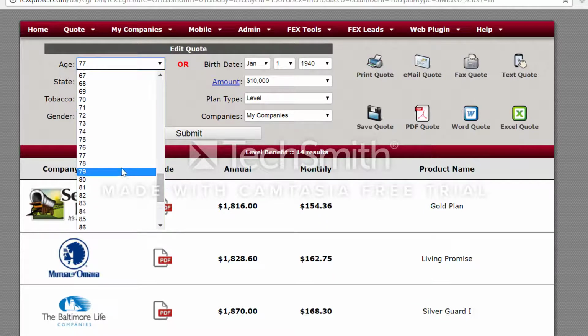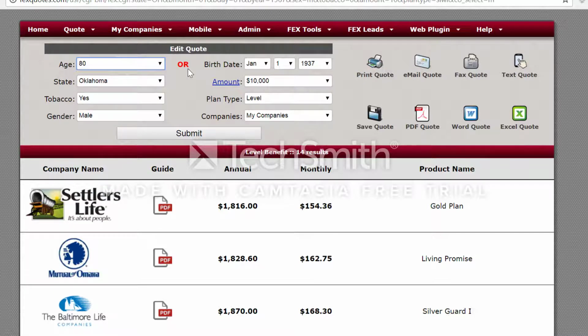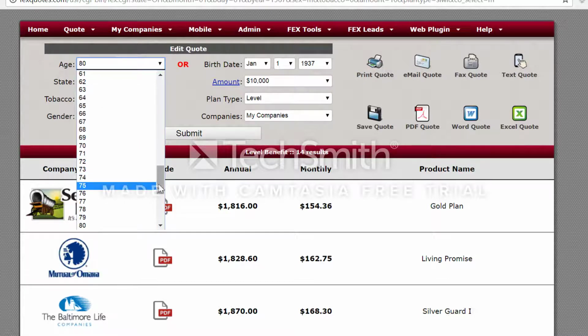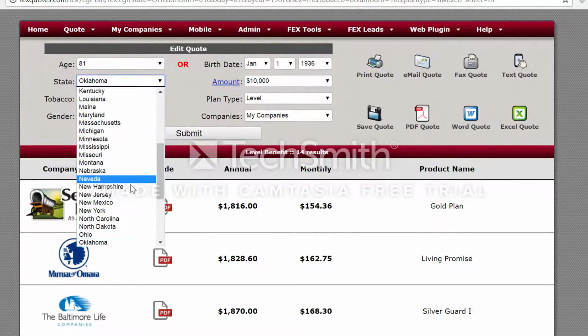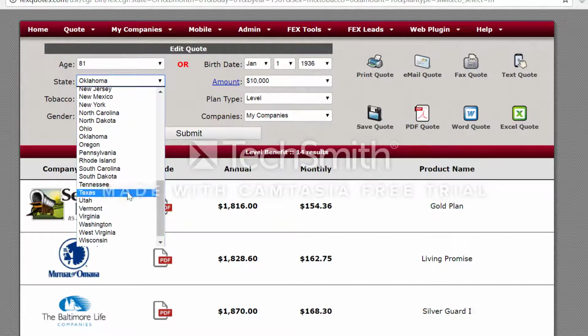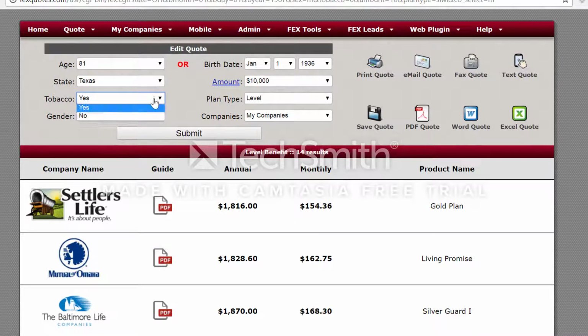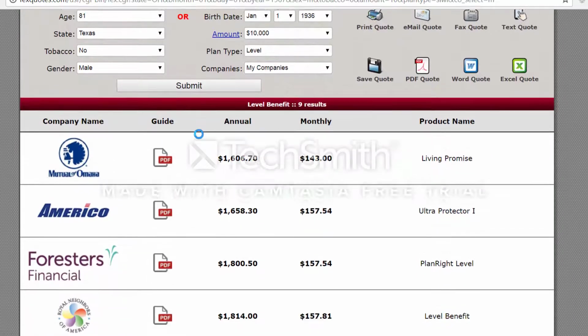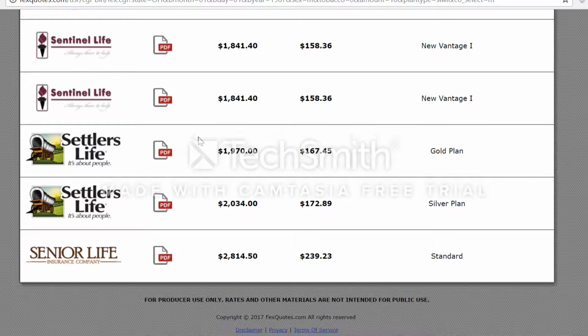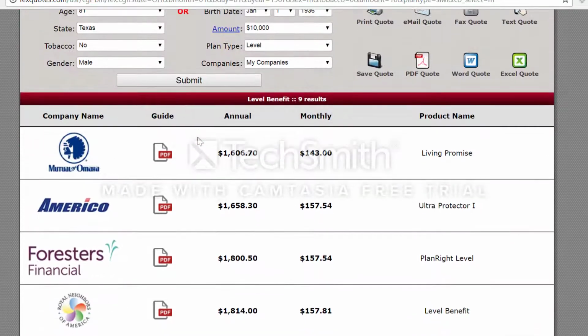Let's say we're going to do somebody that's 80. Let's find out who will cover, let's do 81. Let's see who will cover 81. And let's say they're in Texas. Non-smoker, male, and we're going to go level. They don't have any issues. So there's all of those companies that'll cover somebody over 81.